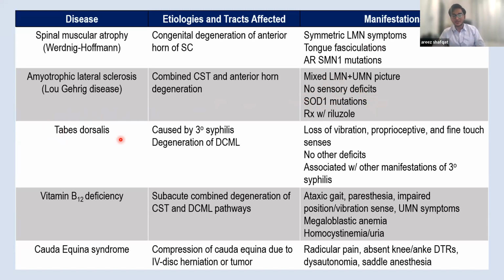The third lesion you guys should be aware of is called tabes dorsalis. It's a manifestation of tertiary syphilis. It causes degeneration of the dorsal column medial lemniscus pathway, which results in loss of vibration, proprioception, and fine touch sensations. No other sensory or motor deficits.